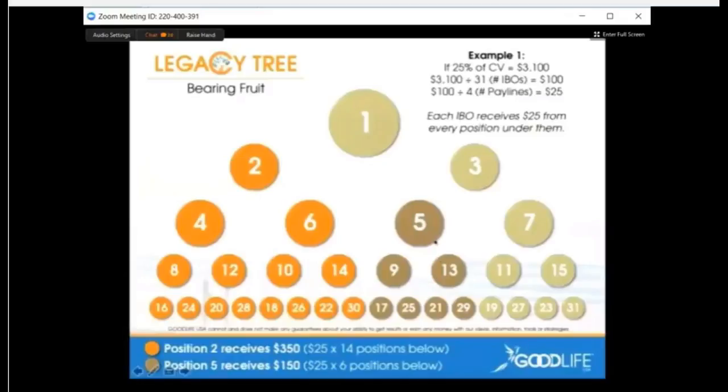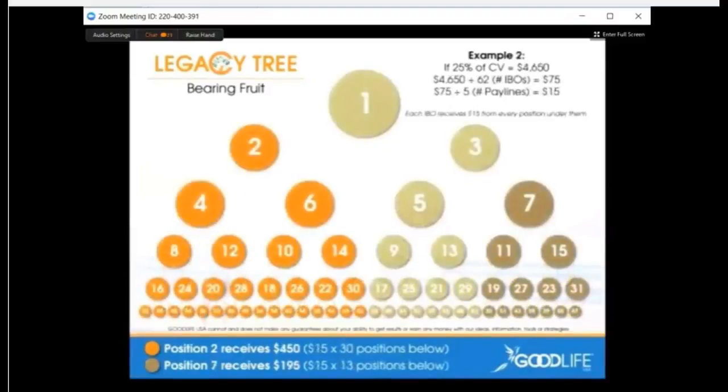If you're in position 5, that's this guy over here, you've only got 6 positions underneath you. 1, 2, 3, 4, 5, 6, right? Times 25. So 6 times 25, you make $150. Now you see this is pretty simple. I mean, this is actually very, very simple on how you're going to get paid. Let's take a little different example with a little bit more money, not much, because we're keeping it, again, I want to keep this really, really conservative.